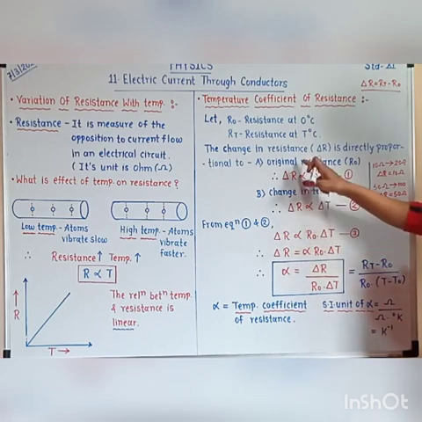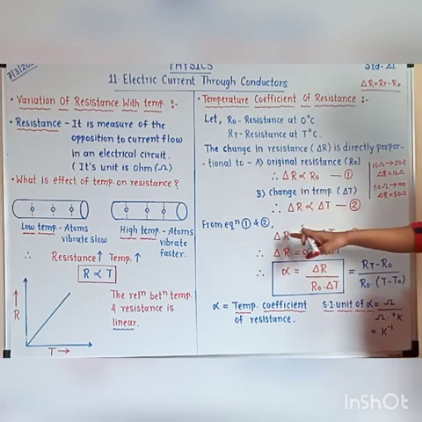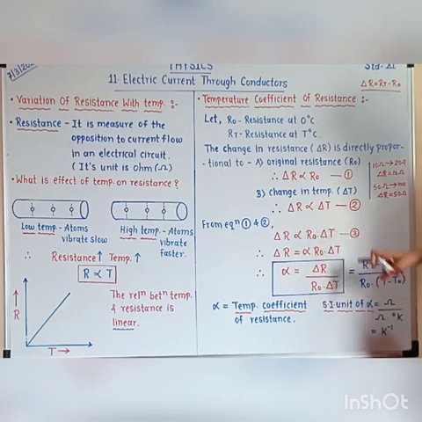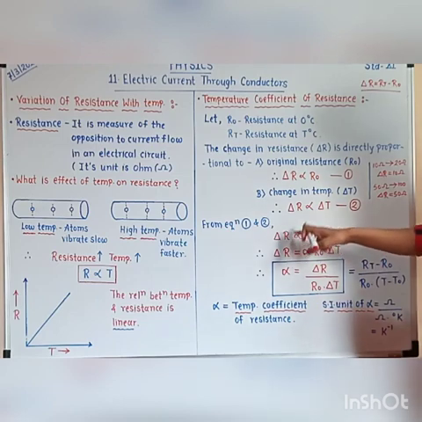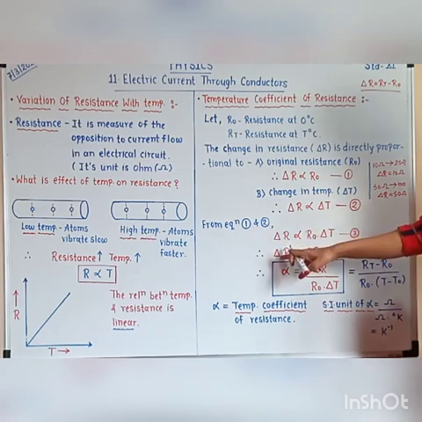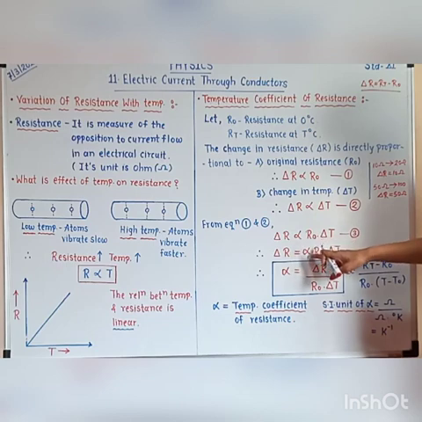Okay, as the LHS are equal, we can write delta R is directly proportional to R0 into delta T, and this is your equation number 3. Now this is the proportionality sign, so we get delta R is equal to alpha R0 into delta T. This is the proportionality constant alpha. So delta R is equal to alpha R0 into delta T.